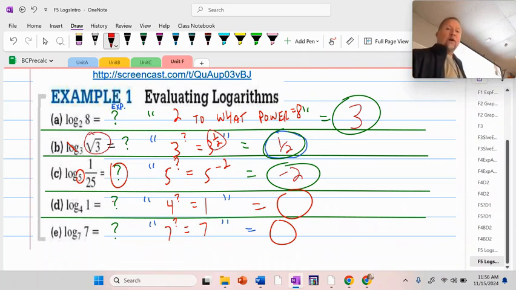Anything to the what power equals 1? 0. And then what's the last one? So easy. 1. Right, so don't bother writing this.